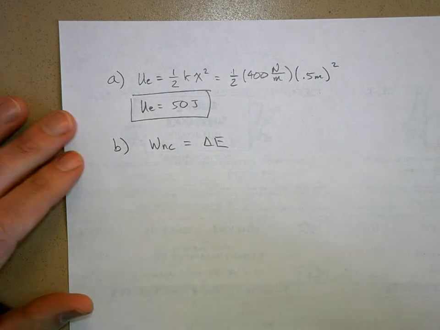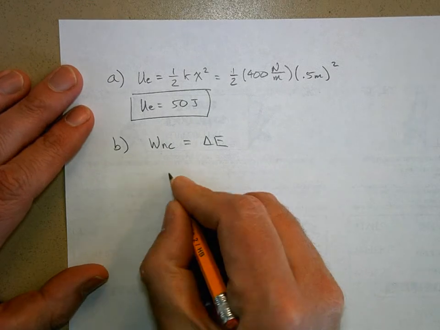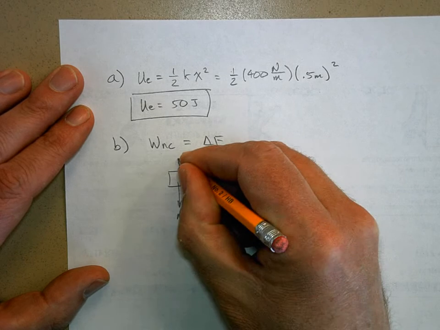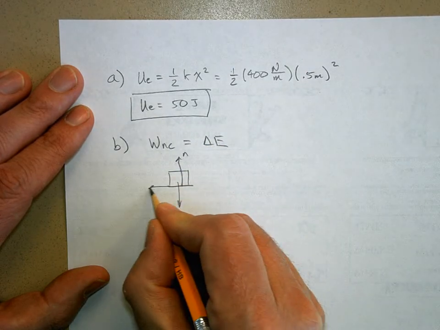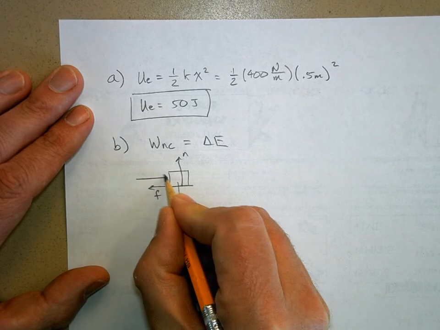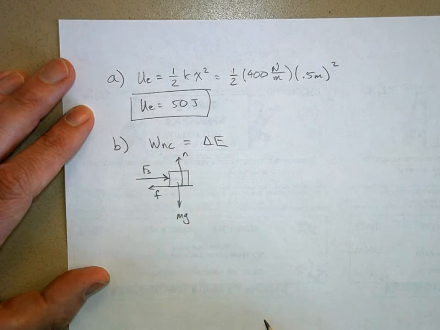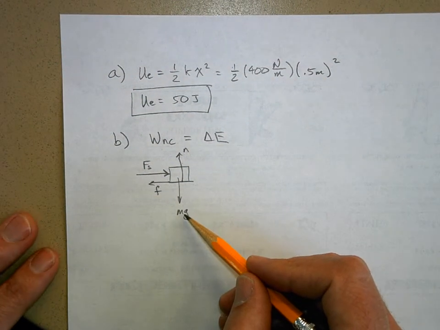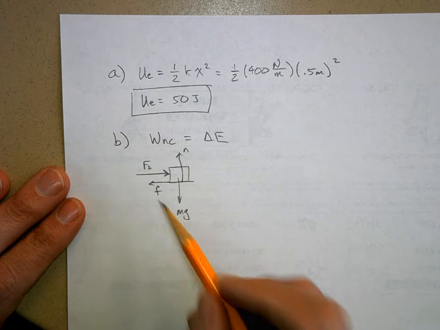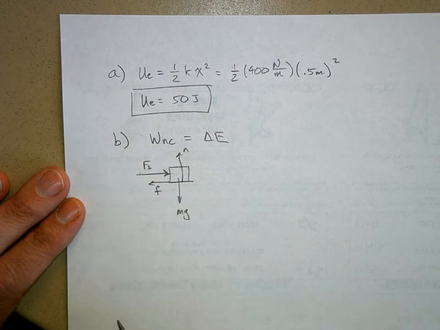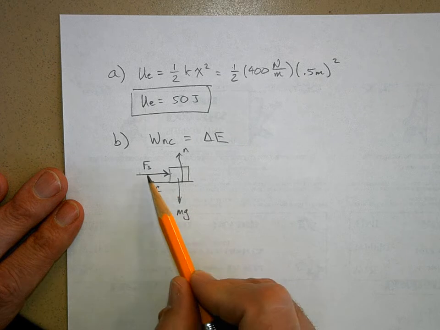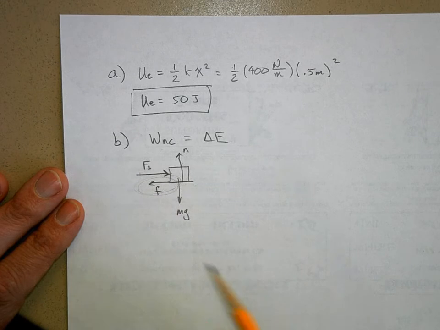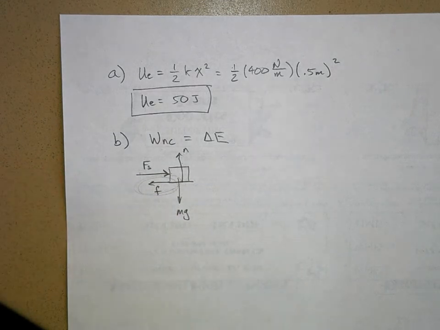But what work is done by a non-conservative force? Well, let's draw the block. Of course, we've got its weight, a normal force, and a friction force, and then we have the force of the spring that's doing work on it. The normal force and the weight don't do any work on this block. The force of a spring is a conservative force, so it's the friction that's a non-conservative force, and it's going to end up taking that energy away.